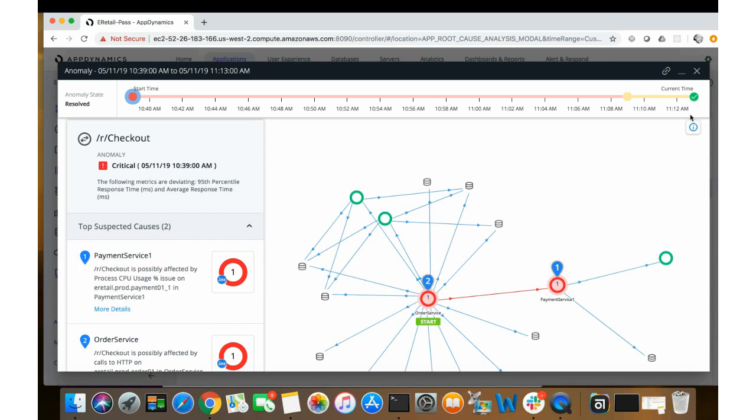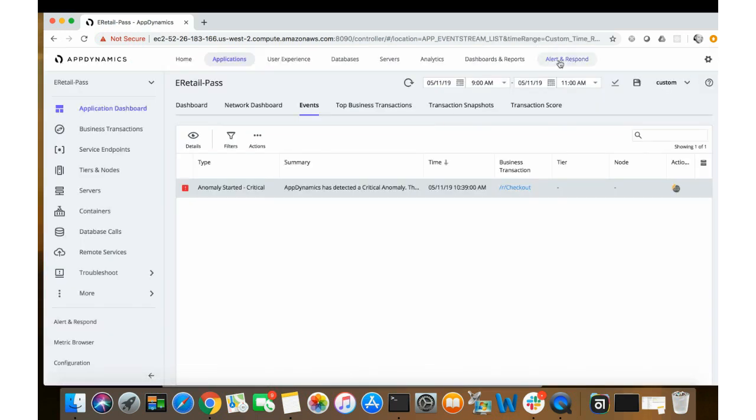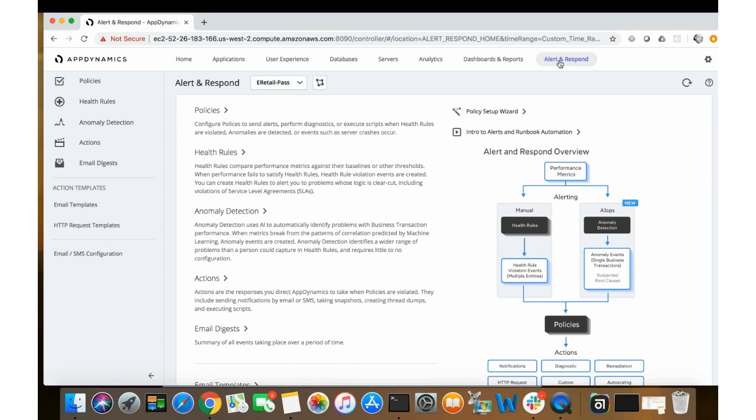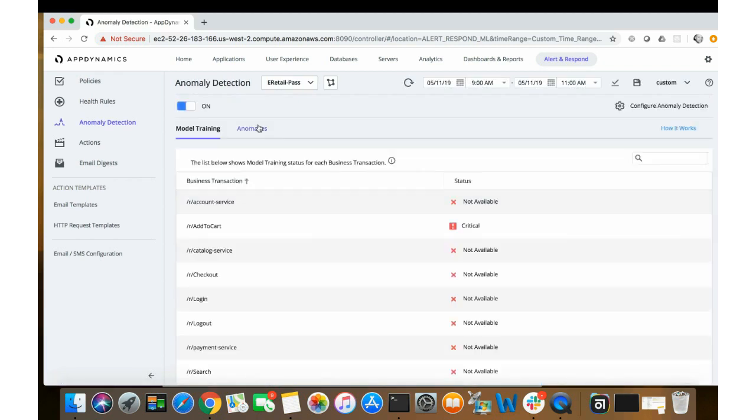So now that I've shown you how we've walked through identifying an issue with the application and then identifying the root cause, let's quickly talk about how we can enable anomaly detection and root cause analysis for your application. Enabling anomaly detection and root cause analysis is very straightforward. If you come into Alert and Respond, you'll notice a new section called Anomaly Detection. If we click into Anomaly Detection, we'll see that we have a toggle here. We can turn this on and off. This enables anomaly detection for every single business transaction in your application.